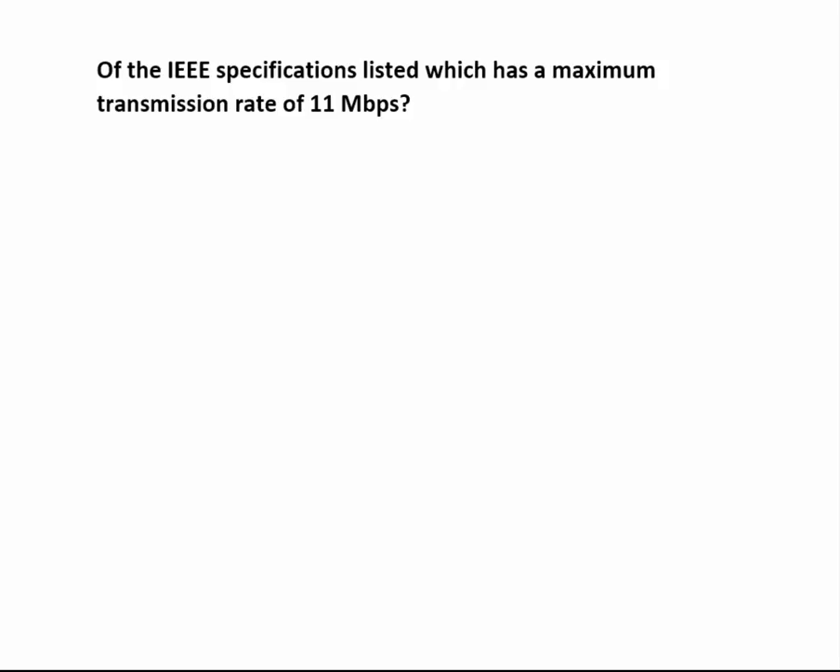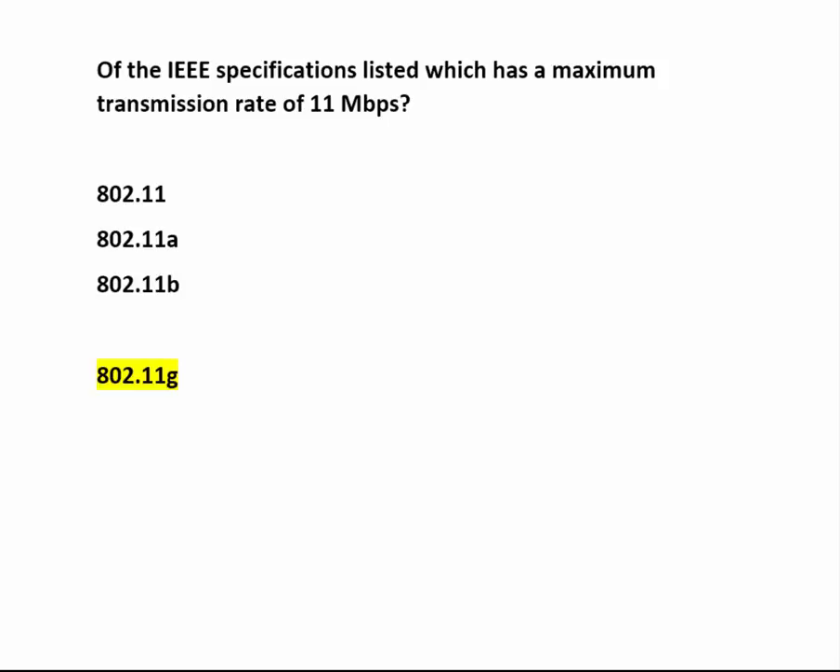Here's your next question. Of the IEEE specifications listed, which has a maximum transmission rate of 11 megabits per second? Looking at the distractors, we see 802.11, which maxes out at 2 megabits per second. Next is 802.11a, quite fast at 54 megabits per second, but expensive. Now the 802.11b at a max of 11 megabits per second. It had a more consumer-friendly price point and quickly took over the market.